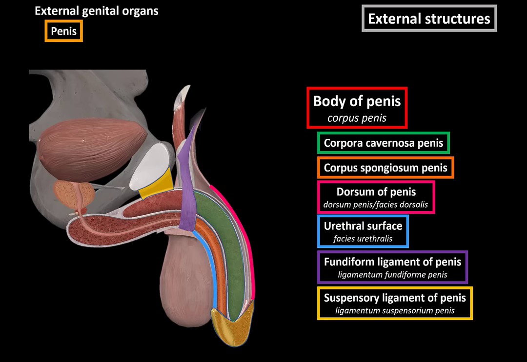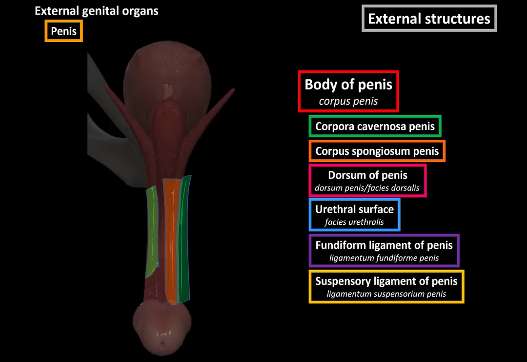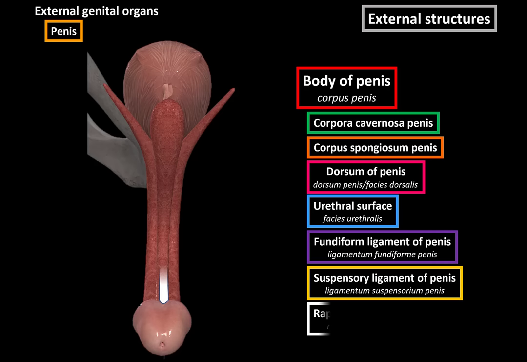Now, there's one more structure that I want to mention in the body of penis, and that is, if you look at the penis from an inferior perspective, on the inferior side, there's going to be a line, or a raphe, called the raphe of penis.